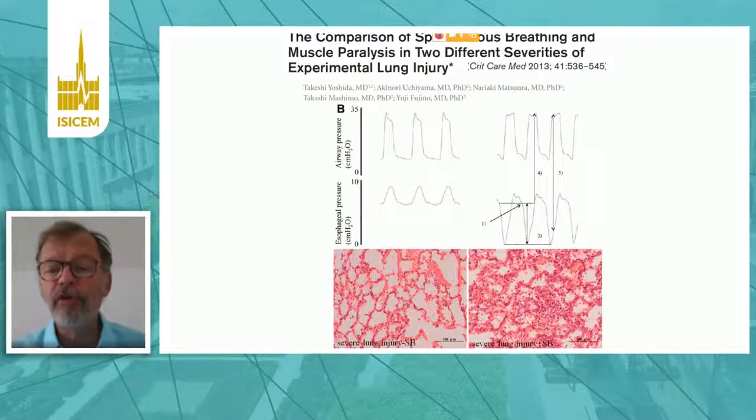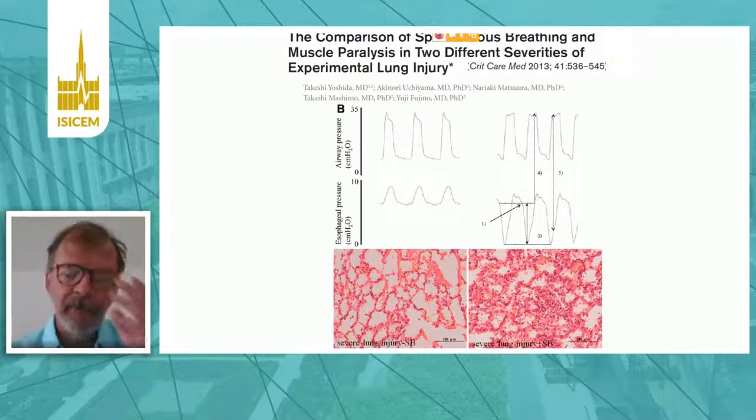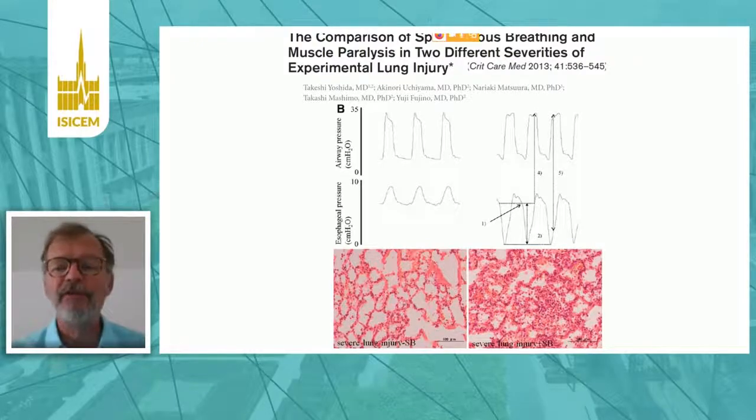And the total transpulmonary pressure in that case becomes much higher than during passive ventilation because you add the amount of negative pressure generated by the patient to the positive pressure by the ventilator. And you see at the bottom a clear example of a worsening of the lung injury, increasing inflammation, etc. So we know that we have to be careful every time the patient is breathing at the same time as the ventilator.